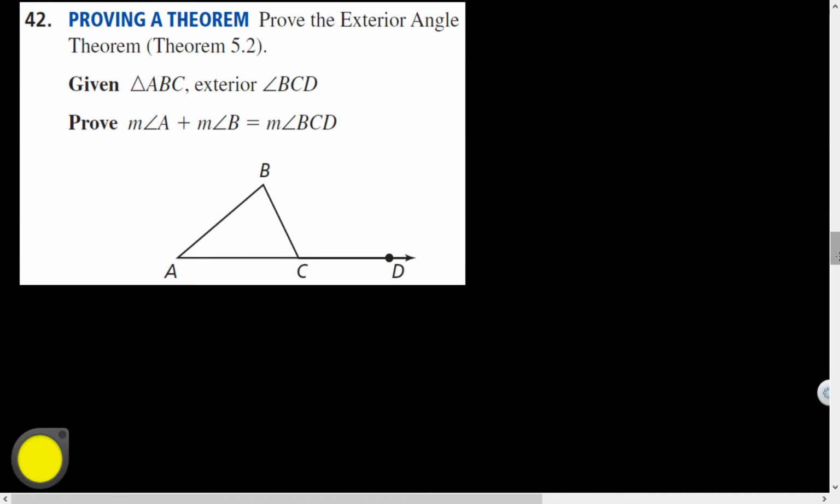All right, and then the problem you've all been waiting for, ladies and gentlemen. Yeah, boy. Here we go. You could just actually go back and watch this YouTube video, play it at half speed. You're welcome. Prove the exterior angle theorem 5.2. So let's see, triangle ABC is given, and exterior angle. Let's do this, friends. So statement and reason. Let's see, we'll set this up.